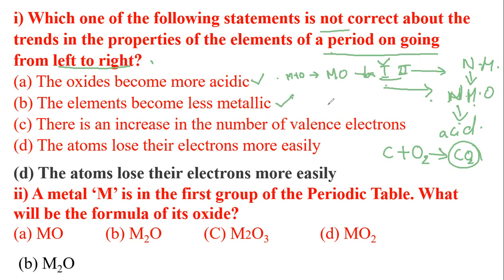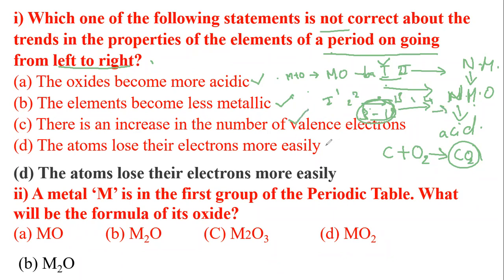Of course, the number of valence electrons also will increase. The first group has 1 valence electron, the second group 2 valence electrons. When you go to the 13th group, actually for groups 3 to 12, they didn't give any information. We are not much concentrating on these groups; in higher classes, we will study all those things. So for 13, 14, 15, the valence electrons are going to increase. So this statement is also correct.